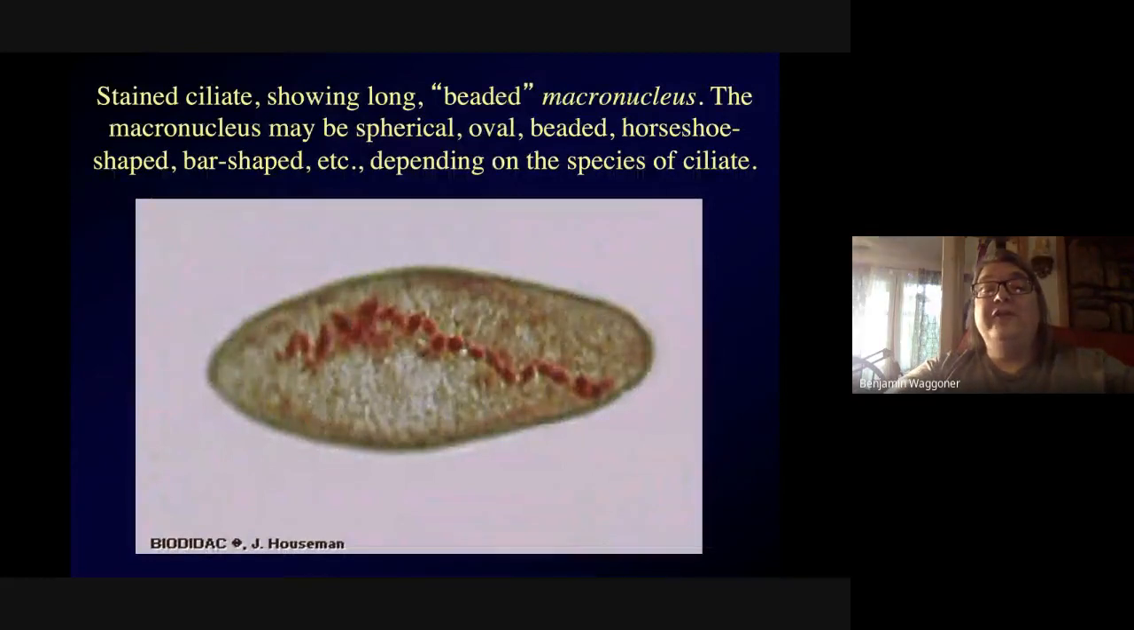So there's a stained ciliate that might be Blepharisma. It's similar to the Stentor that I showed you at the lab yesterday. And in this species, the macronucleus looks like a string of beads. Depending on the species of ciliate, the macronucleus could be a sphere, an oval, a chain of beads, shaped like a bar, shaped like a horseshoe, shaped like a backwards number 3, all depending on what species you've got. And it can be an important character for classification.